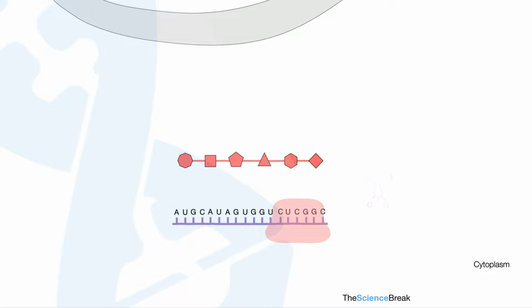So there is our polypeptide. That was the process of translation. So let's go through the steps outlining the key detail that you need for protein synthesis.